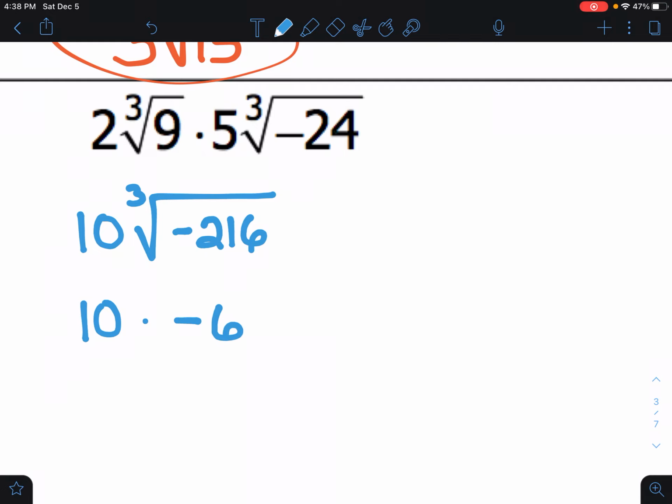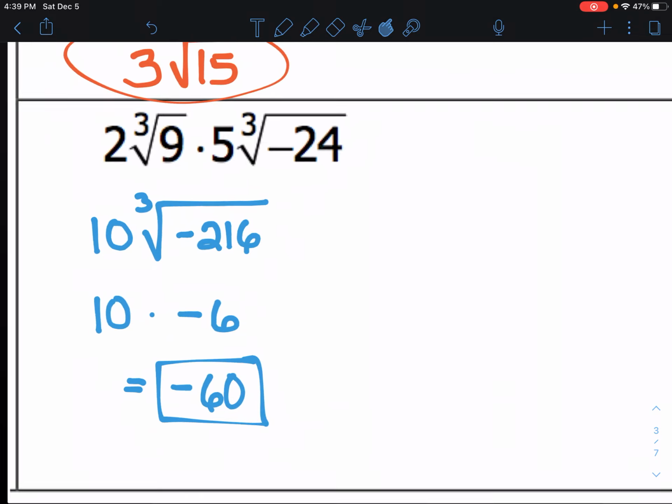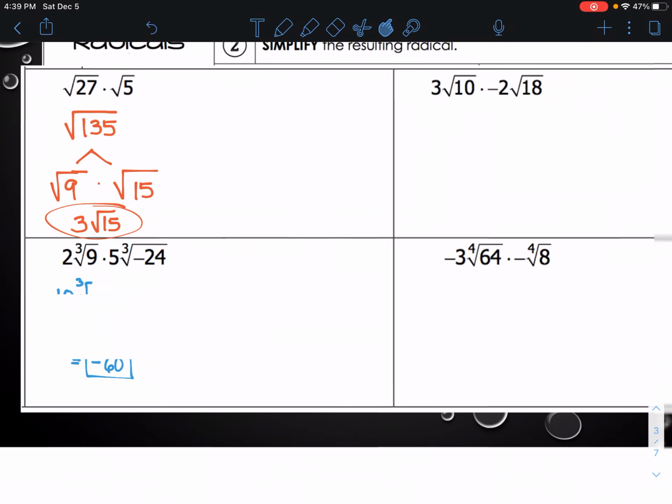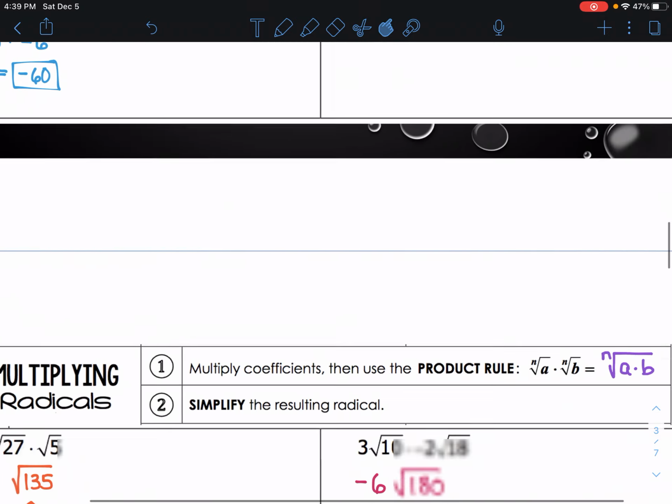So this one, now we don't have any breaking apart to do. This would end up just being negative 60 as my answer. So kind of weird. Sometimes when you have perfect roots, you'll end up with just a regular integer. Now these other two I did on the next slide, and I just want to talk about those.